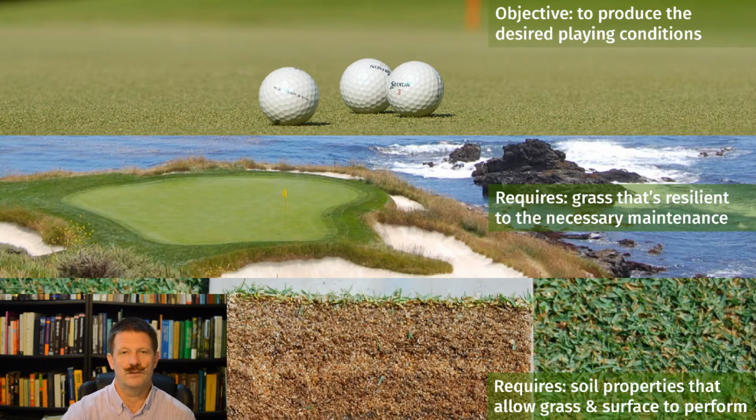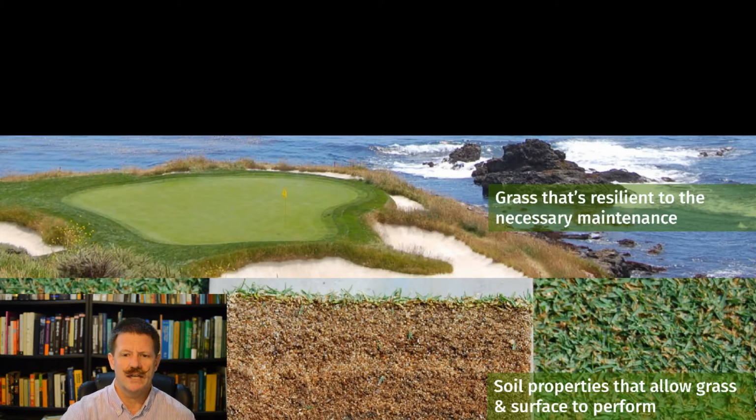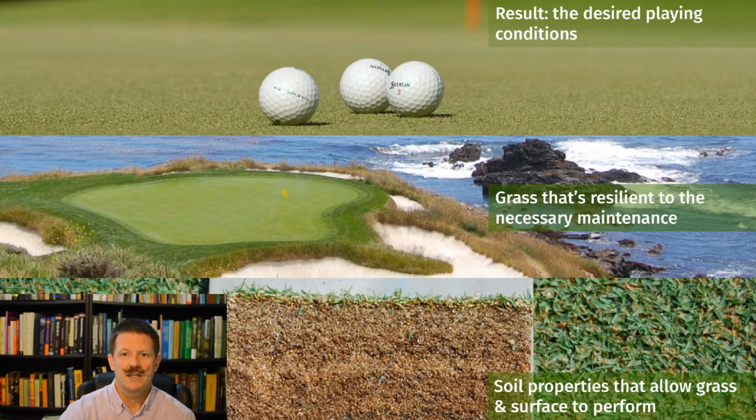I'm going to go into a few details about this. But there's another way that we can look at this, and the other way to look at it is saying if we have soil properties that allow the grass and the surface to perform, we're going to have grass that grows in that soil, and that grass is going to be resilient to the necessary maintenance when it's growing in that soil. And if we have those two things, the result, I would say the inevitable result, is going to be the desired playing conditions. So when we frame it that way, it's quite simple.